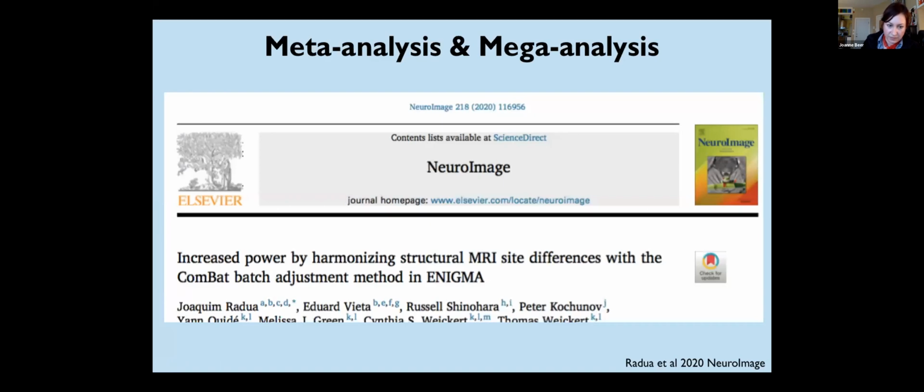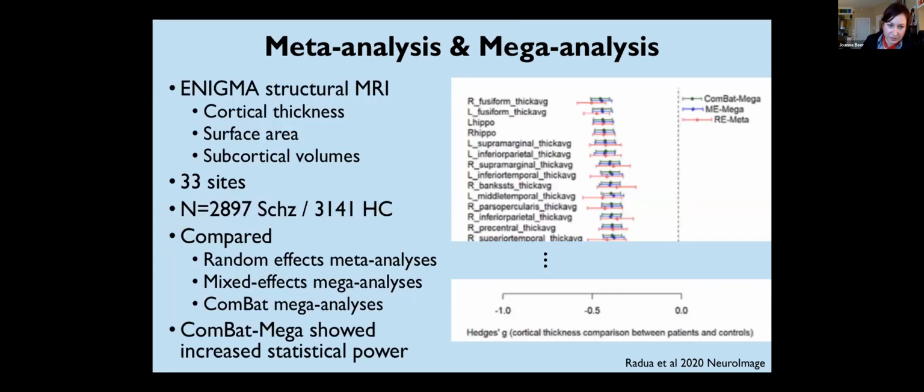And here's an example where they tried a few of these techniques, meta-analysis and mega-analysis, and then ComBat. It was with the Enigma data, and they showed that in this case, ComBat mega was greater, more powerful, I guess.